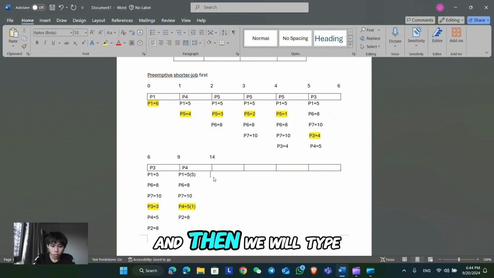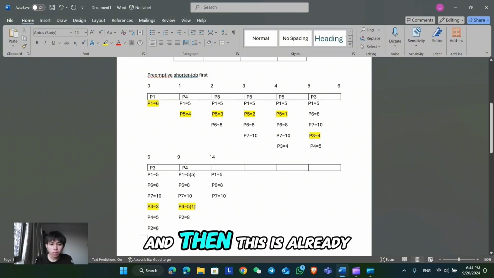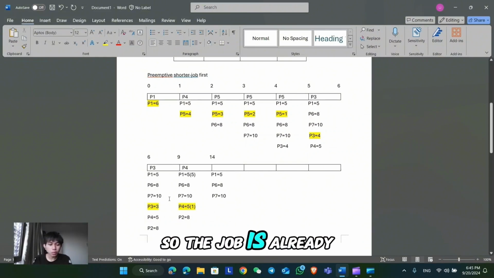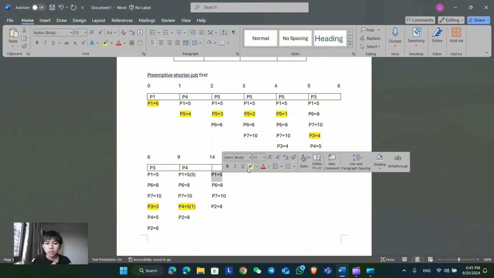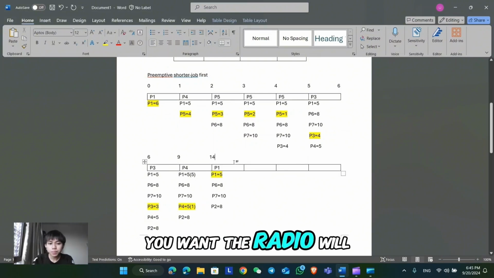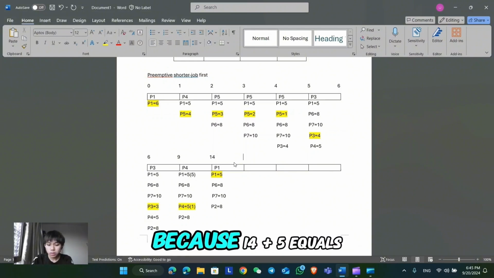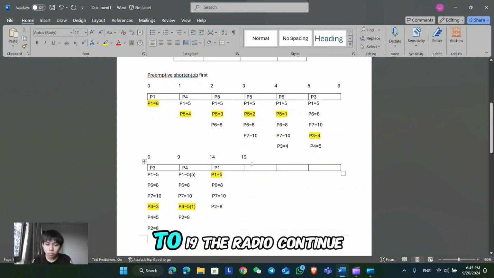Then we will type in the same thing. This one has already done its work. The job is already done, so we don't need to write it down anymore. So right here, of course, P1 will be chosen. And right here, we'll type 19, because 14 plus 5 equals to 19.